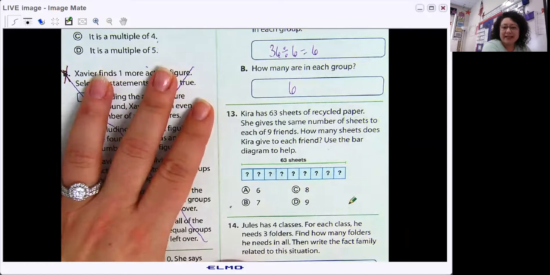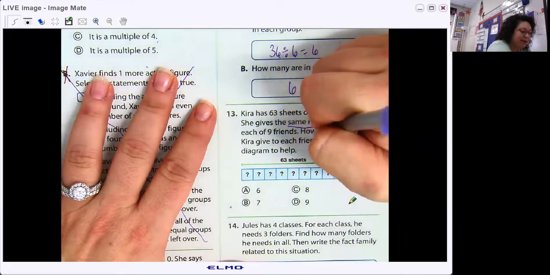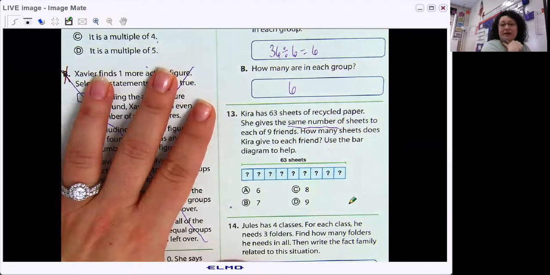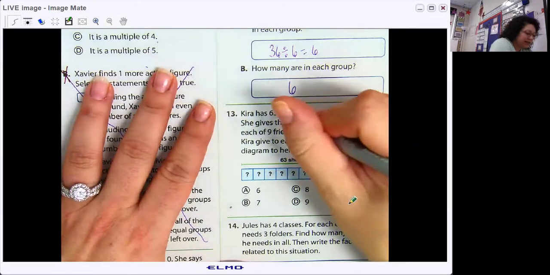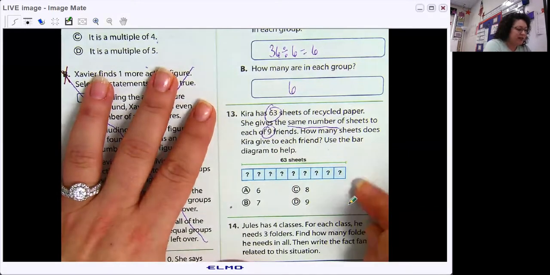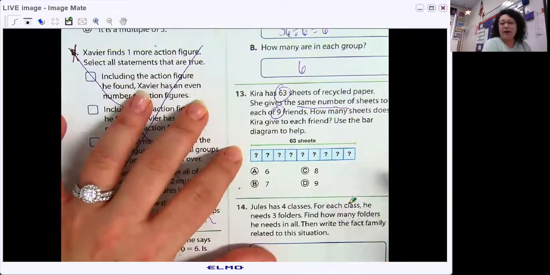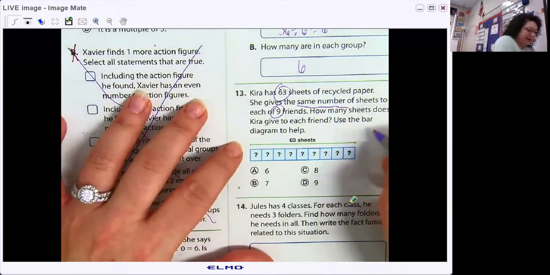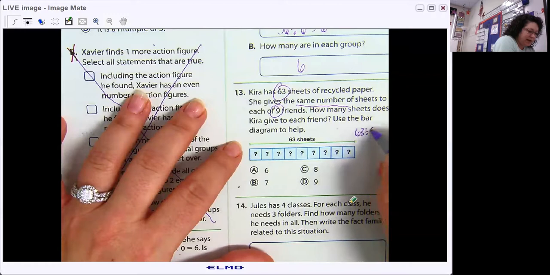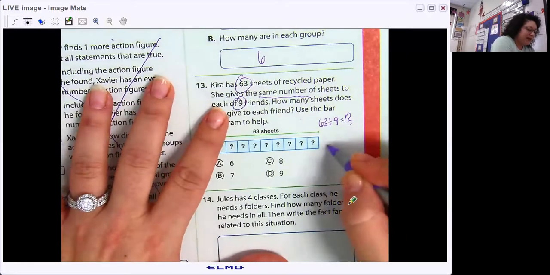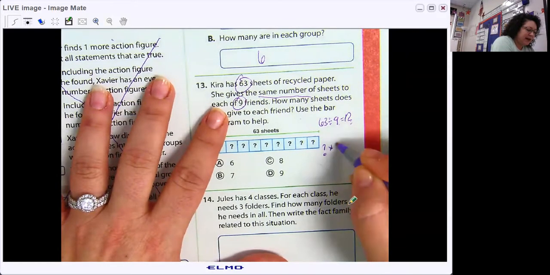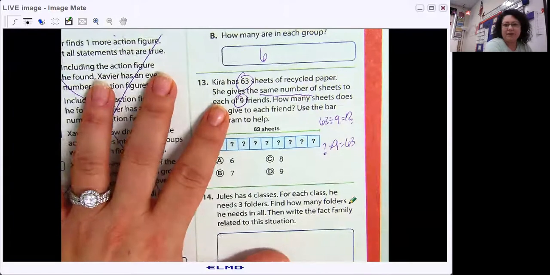Kira has 63 sheets of recycled paper. She gives the same number of sheets to each of 9 friends. She gives the same number, so she's dividing equally. So she's got 63 and 9 friends. How many sheets does Kira give to each friend? Use the bar diagram to help. So I've got 63 divided by 9 equals question mark, which means I know question mark times 9 is 63.